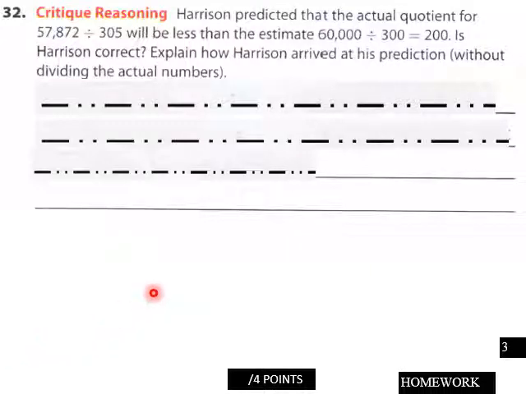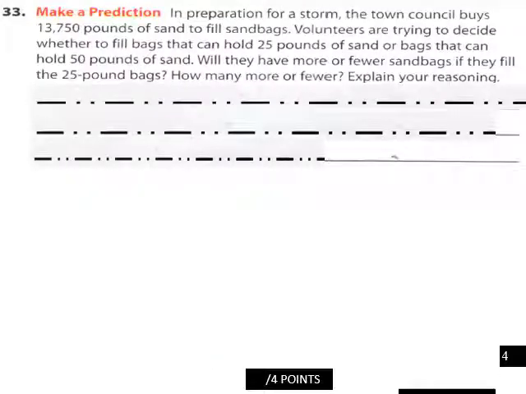Page 3 of the homework, critique your reasoning. Harrison predicted and so on. This is a good word problem. Explain how Harrison arrived at this prediction without dividing the actual numbers. So it's asking the student to use words to describe Harrison's thinking, if it's correct or incorrect. And then page 4 of the homework, make a prediction. Again, more predicting here. How many more or fewer? Explain your reasoning. So again, an explanation. If you need more room, students, go ahead and continue to write down in here. No problem.